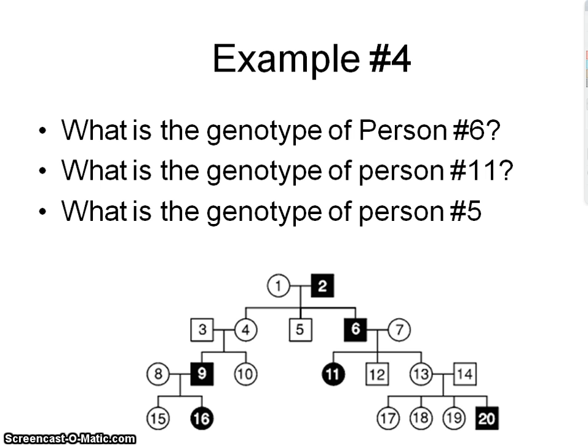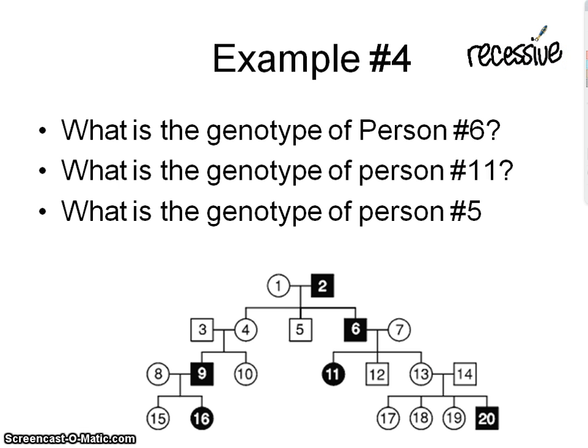All right, so here's another one. Dominant or recessive? Recessive. How do we know? Where's our clue? 3 and 4, good. 3 and 4 don't have it, and they have a child with it. 13 and 14 don't have it, and they have a child with it. So this has to be recessive.